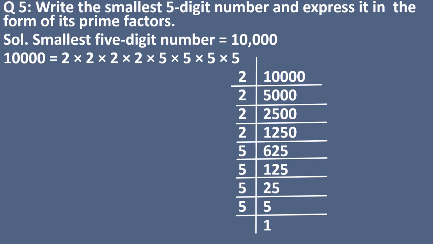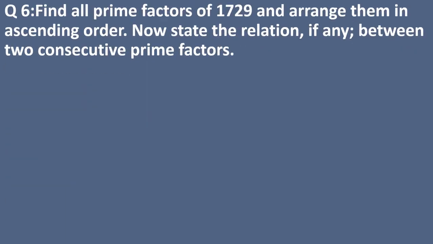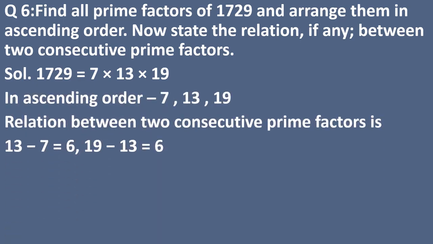Question number 6. Find all prime factors of 1729 and arrange them in ascending order. Now state the relation, if any, between two consecutive prime factors. Prime factors of 1729 are 7 multiplied by 13 multiplied by 19. Okay. In ascending order, when we write down, it is 7, 13 and 19.